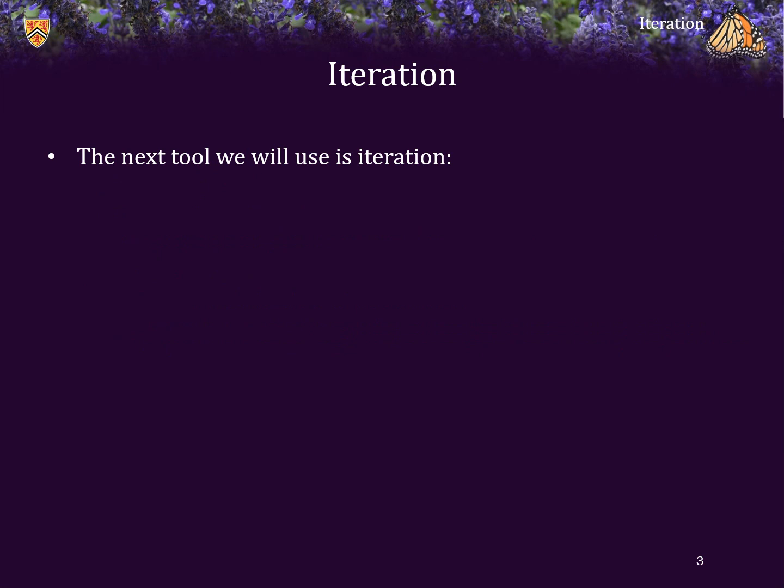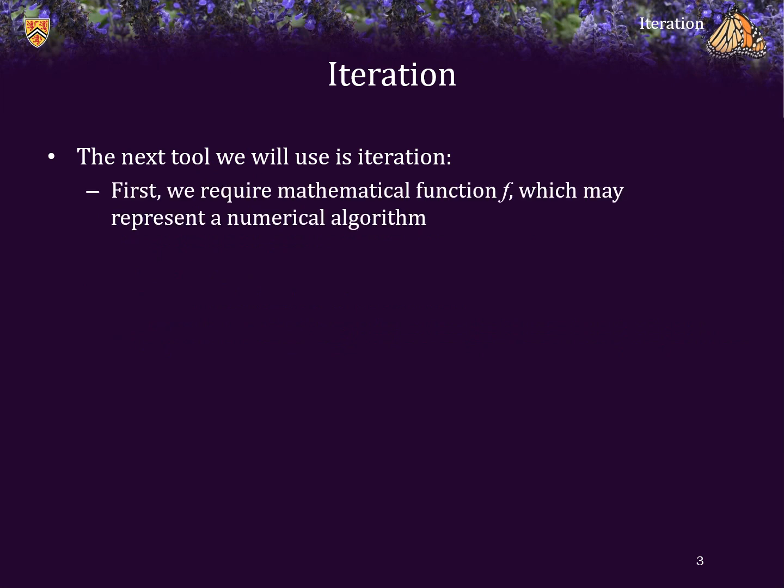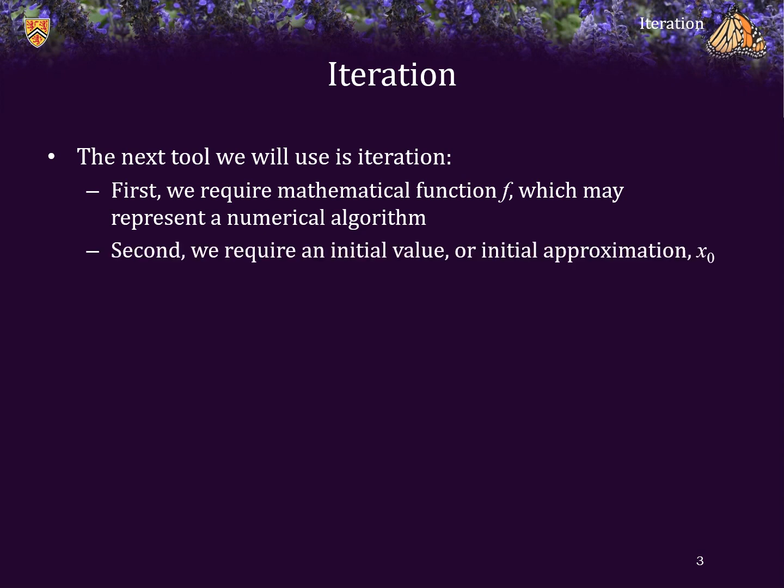The next tool we will use is iteration. Now, for iteration, first we require a mathematical function f, which may represent a numerical algorithm. The function f takes a value in a space and maps it to another point in that space. Second, we require an initial value or initial approximation, and we'll usually call it x naught or v naught or some other initial value.